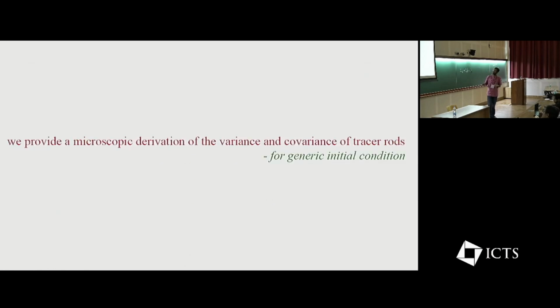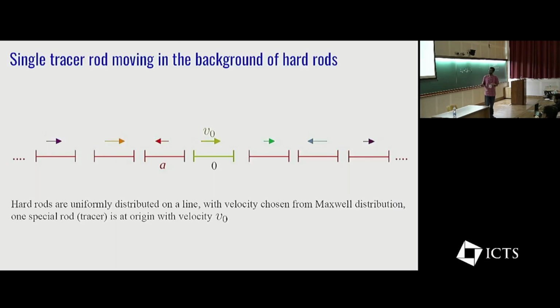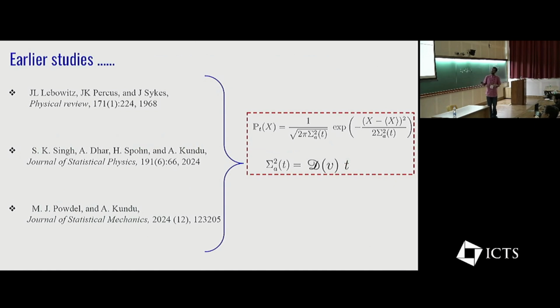Okay, so now here we want to provide an exact microscopic derivation for the variance and the covariance for these tracer rods, and not only for the homogeneous case, but for any generic initial density profile. For that, we first considered a single tracer rod moving in the background of many hard rods. We considered a tracer rod with velocity v0, and for this single tracer rod there are earlier studies by these people, both using the hydrodynamic or the microscopic approach, and all of them basically said that the distribution is Gaussian at late time.